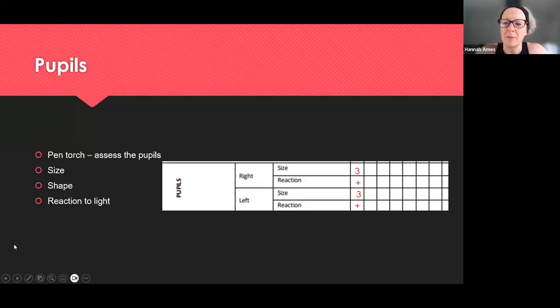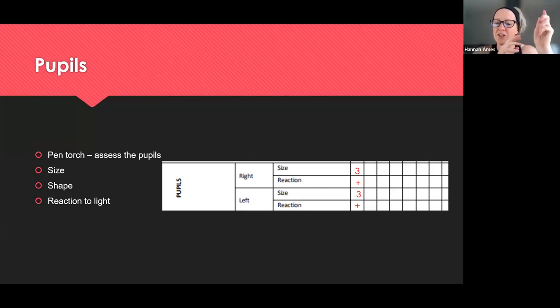So pupils, you'll have a pen torch, you're going to assess the pupils for their size, their shape and reaction to light. So again, explain to the patient, you're going to shine a bright light into their eyes, bring the light in from the side, and you're looking for that pupil to constrict when you bring the light in, and obviously dilate back out when the light goes. And again, repeat to the other side. As with everything in your OSCE, verbalise the size, the shape and reaction to light.